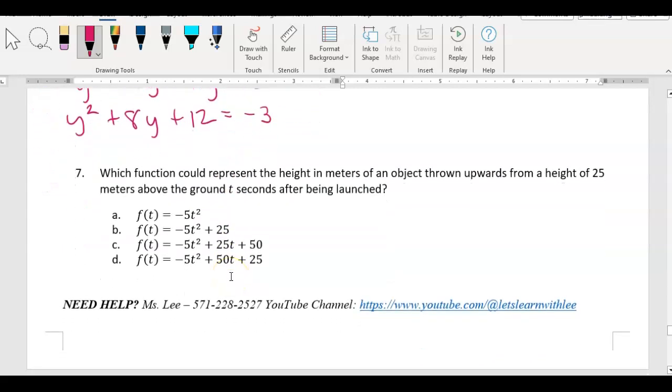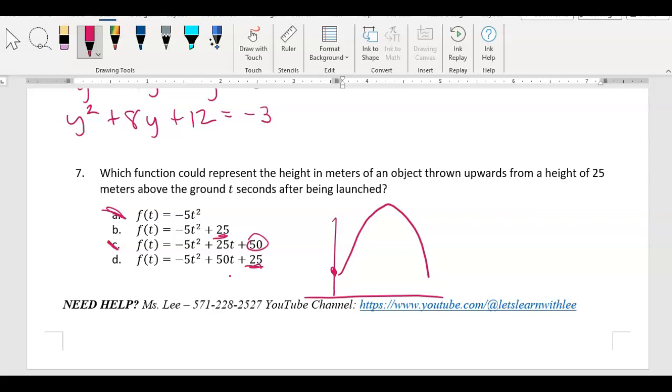Lastly, number 7 says, which function could represent the height in meters of an object thrown upwards from a height of 25 meters above the ground t seconds after being launched? So this is a review. All right, so if the object is thrown upwards and then comes back down, from a height of 25 meters above the ground, we know that our constant there is going to be 25. So that means it can't be A and it can't be C because the constant here is 50, right? So the constant here is 25 and the constant here is 25.